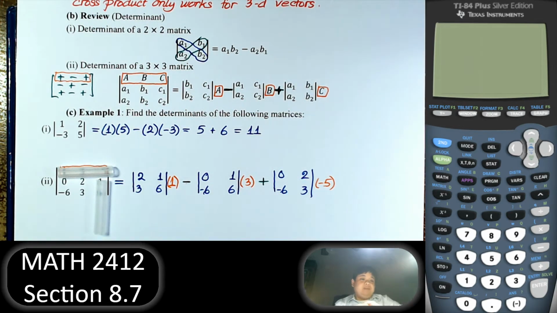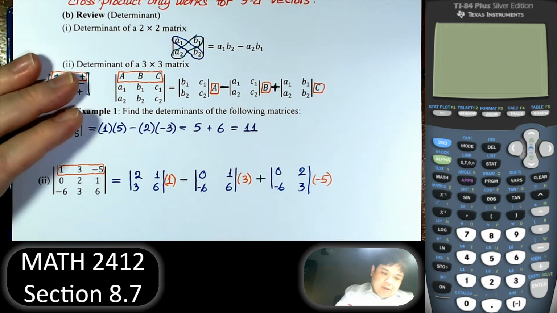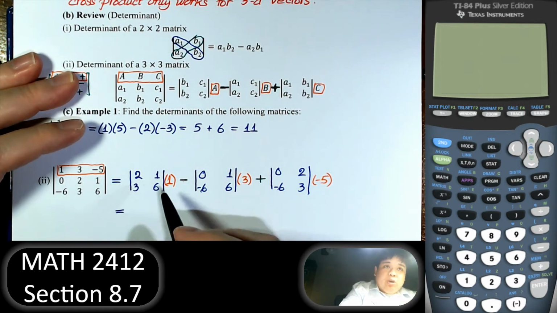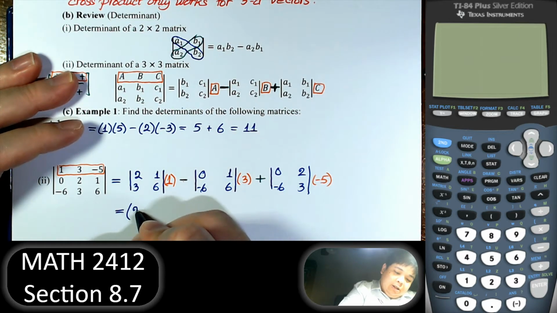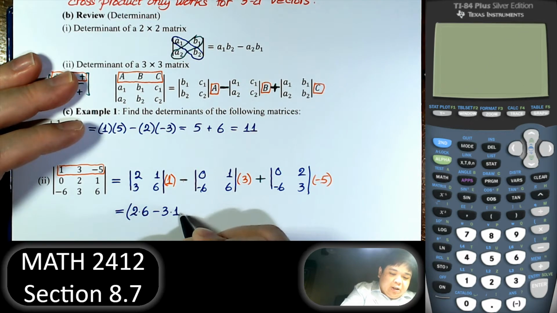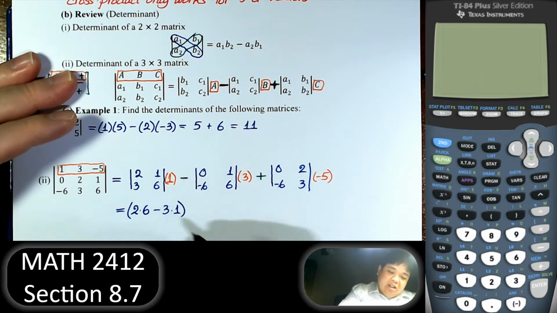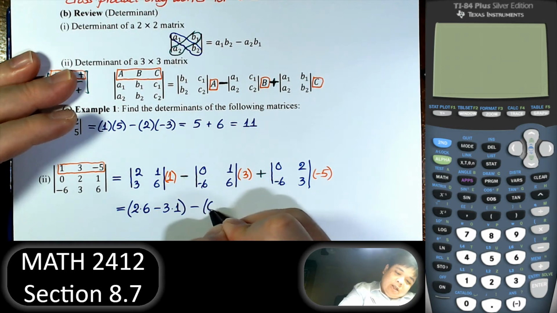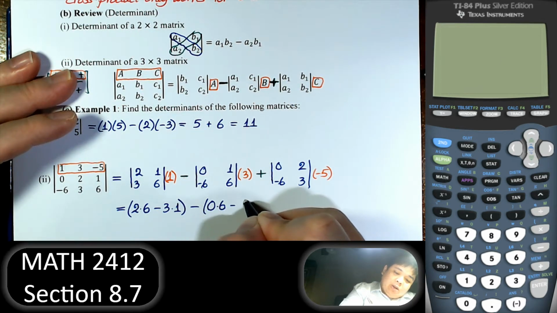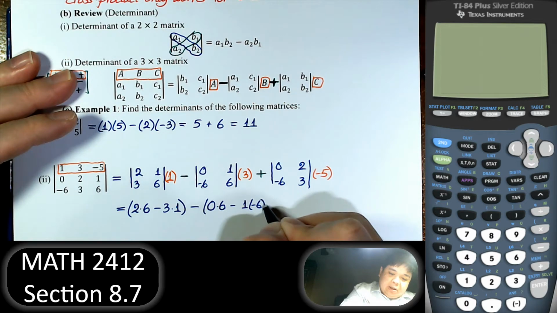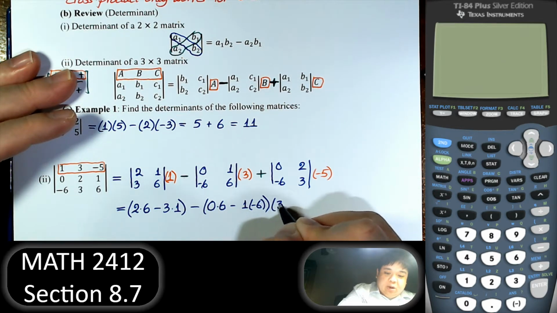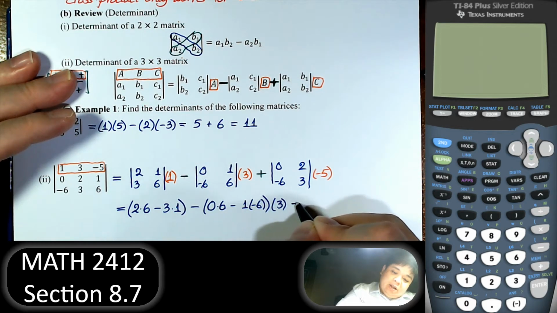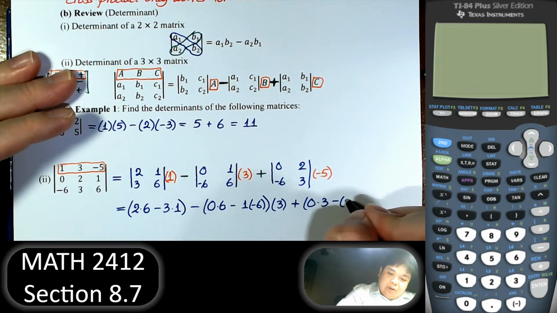Right, so we do that. The 2 by 2 determinant is 2 times 6 minus 3 times 1, times 1, which is itself, minus 0 times 6 minus 1 times -6, whatever we have, times 3, and then plus 0 times 3 minus 2 times -6, times -5.